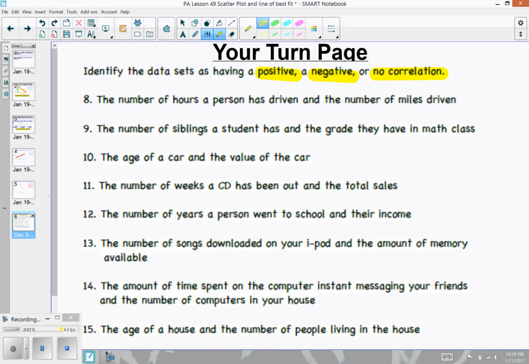Again, if your outcome increases just like your input increases, then it's positive. If your output, which is your Y value, decreases while your input, or your independent variable, increases, that's negative. And if there's just no relationship whatsoever, then that's called no correlation.